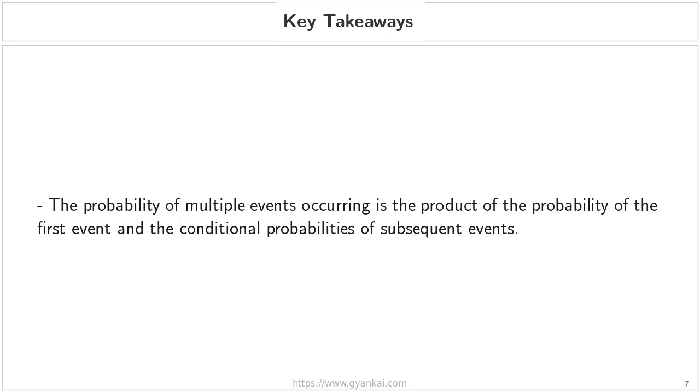Key takeaways. First, remember the fundamental principle we've been working toward. The probability of multiple events occurring in a sequence is found by taking the product of the probability of the very first event and then multiplying it by the conditional probabilities of every subsequent event. It's all about that chain of events.